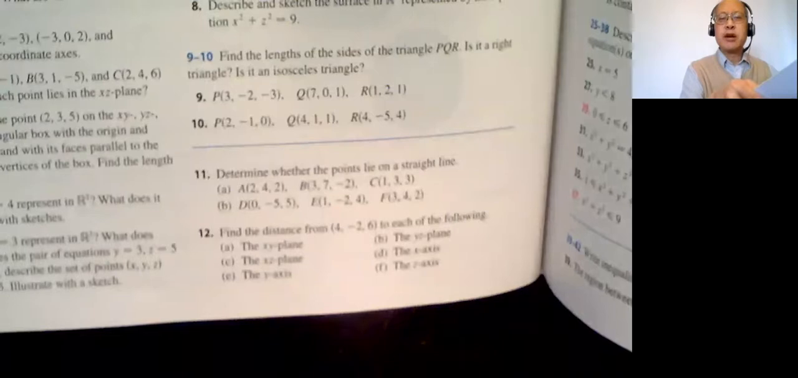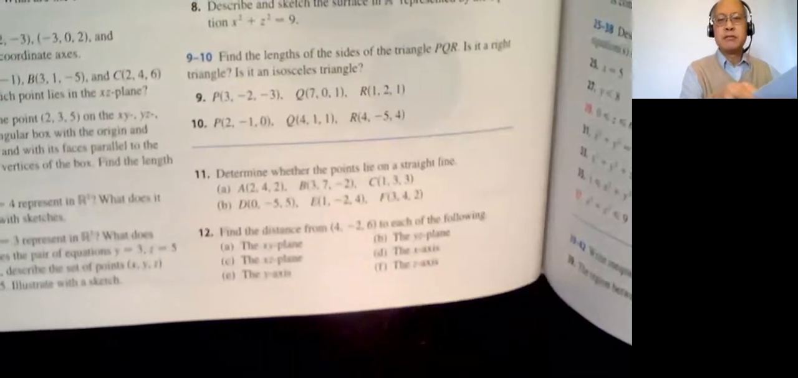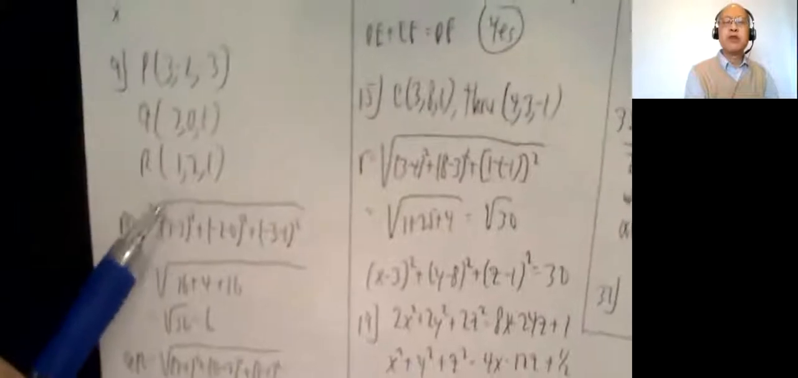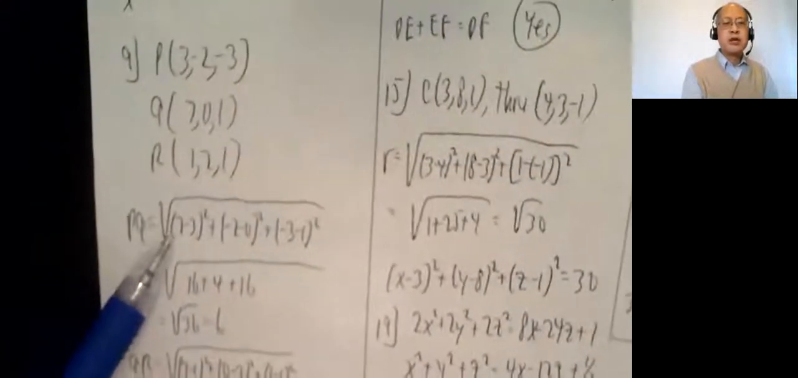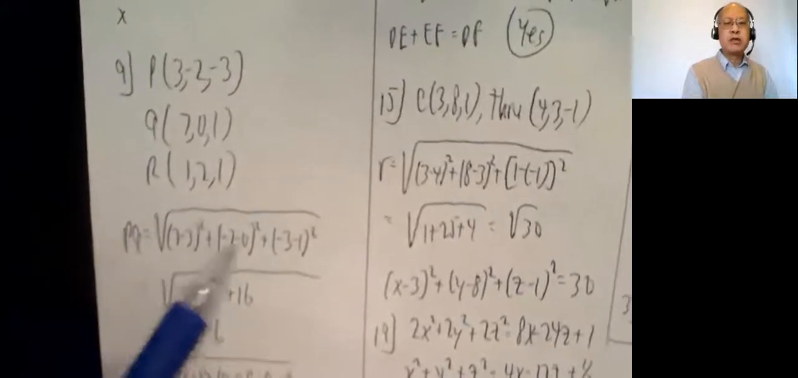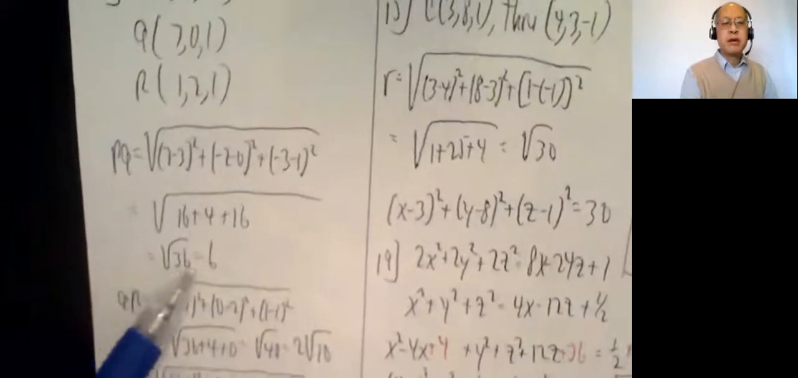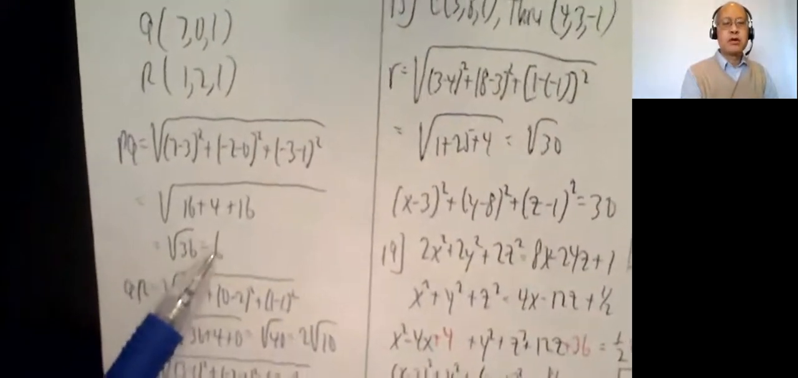Number 9, find the length of the sides of the triangle. I'm just using the distance formula 3 times. Okay, so the points were (3, -2, -3), (7, 0, 1), and (1, 2, 1). So from P to Q is simply the square root of (2 minus 3) squared plus (-2 minus 0) squared plus (-3 minus 1) squared. Comes out to be the square root of 36, or 6, right?